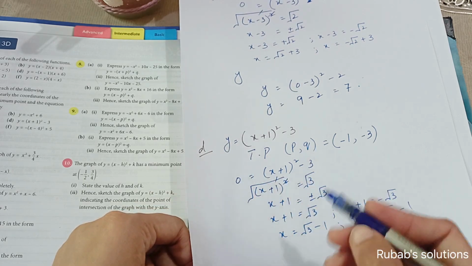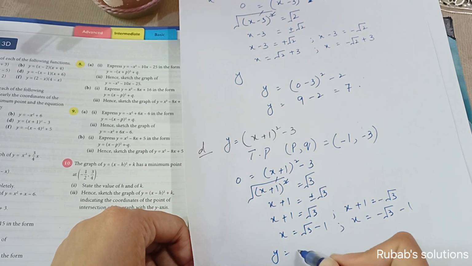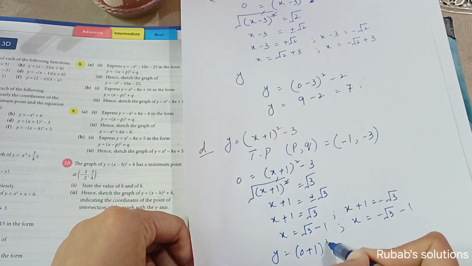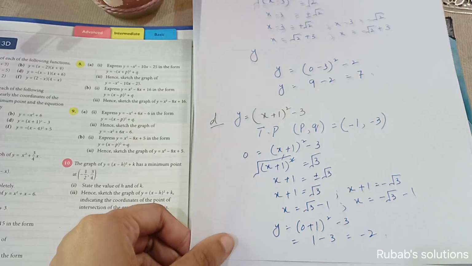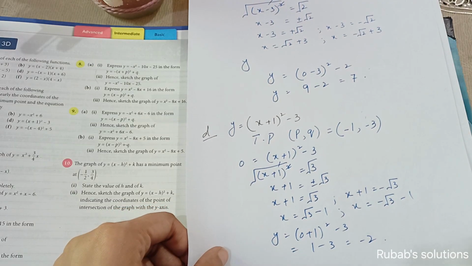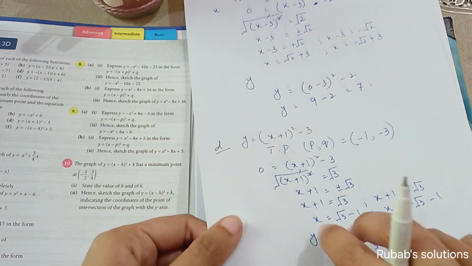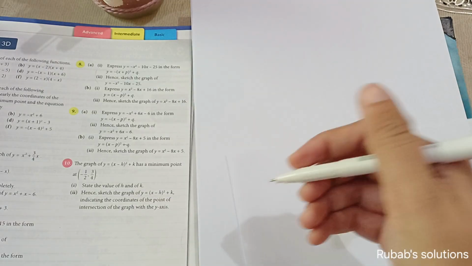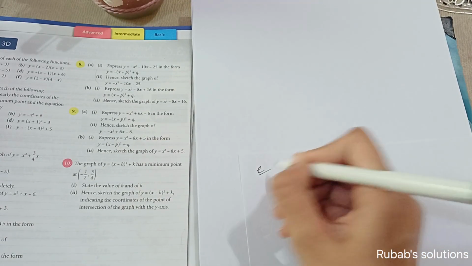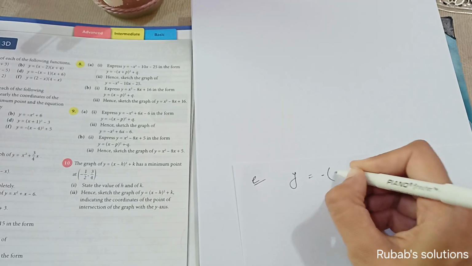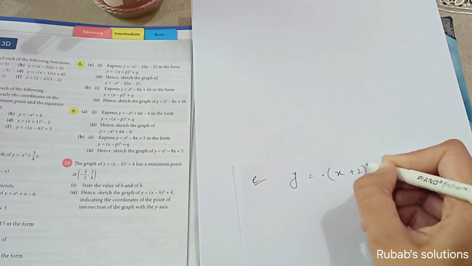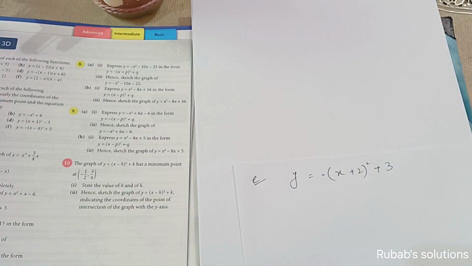For y, I will put x is equal to 0. So it will become 0 plus 1 whole square minus 3. So 1 minus 3, the answer is minus 2. With the help of these, we will sketch the graph. Moving towards the next part, that is part E, and part E is y is equal to minus x plus 2 whole square plus 3.